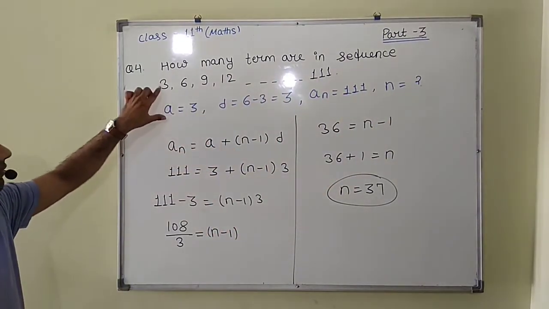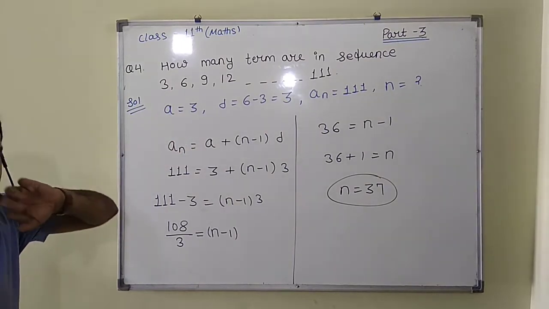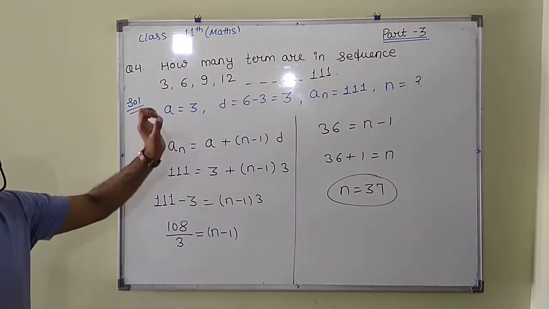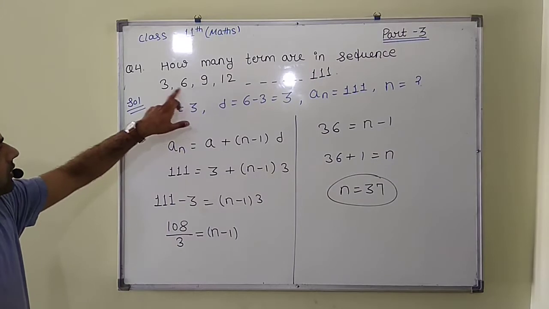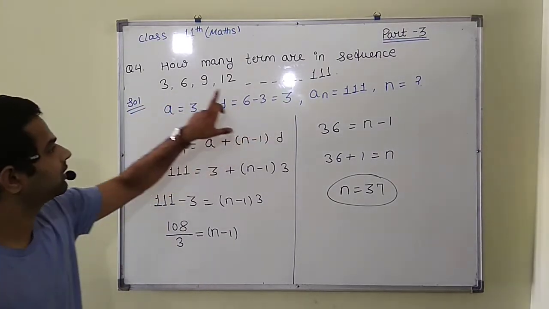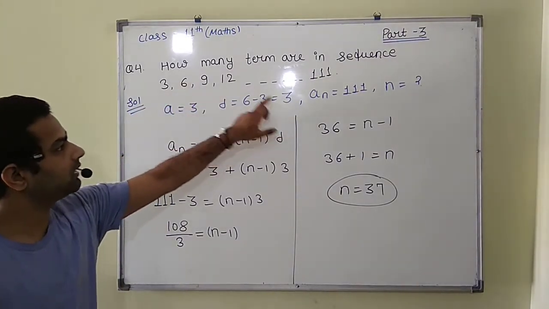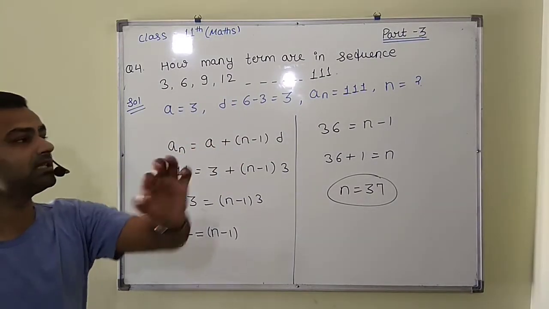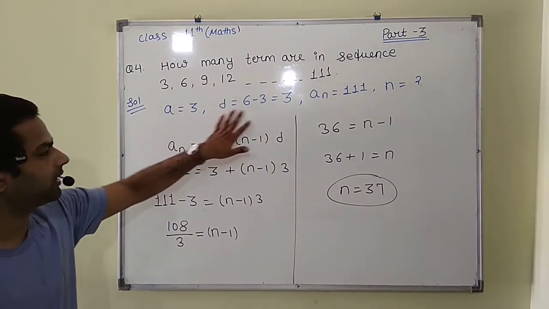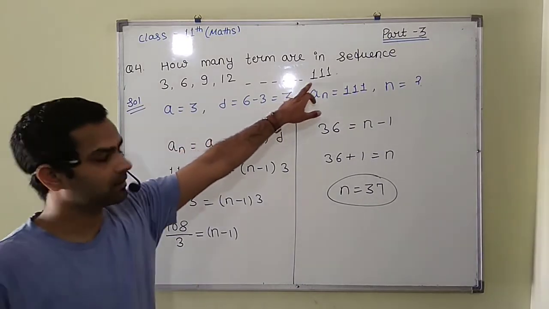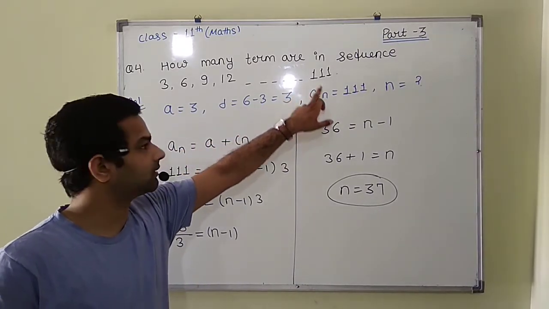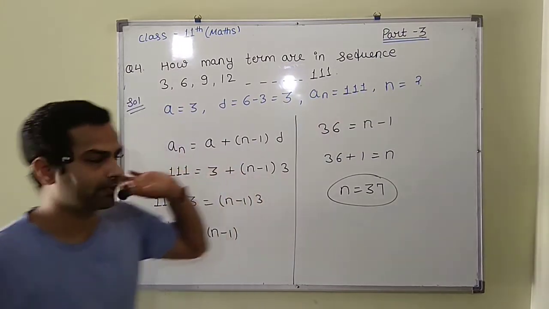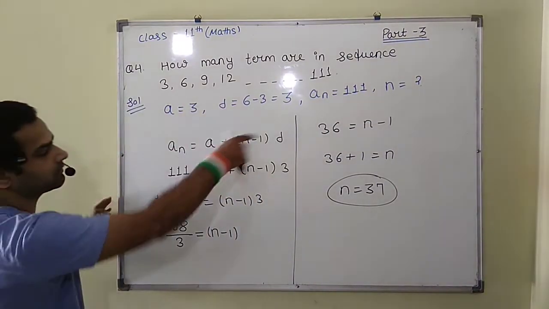What is given? The first term is a, which is 3. Let us check whether this sequence is in AP or not. 6 minus 3 is equal to 3. 9 minus 6 is also equal to 3. 12 minus 9 is also equal to 3. It means the difference is constant. It means this sequence is in AP. So the value of d is 3 and the last term, or we can say the nth term, is given as 111.